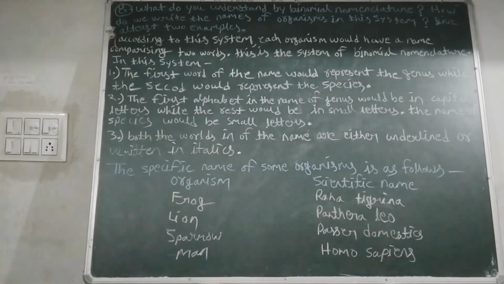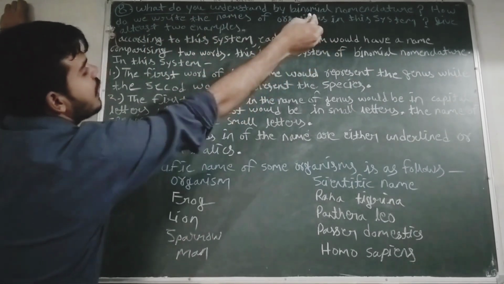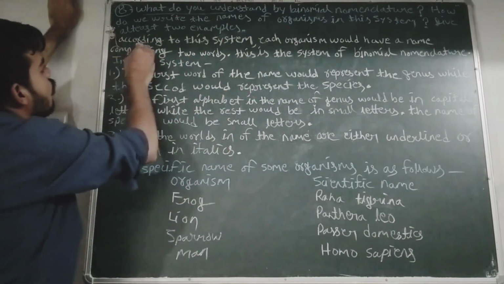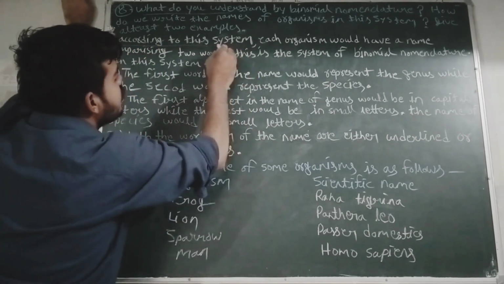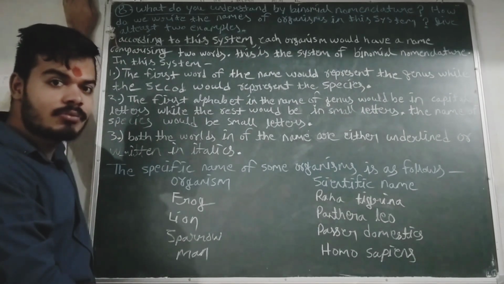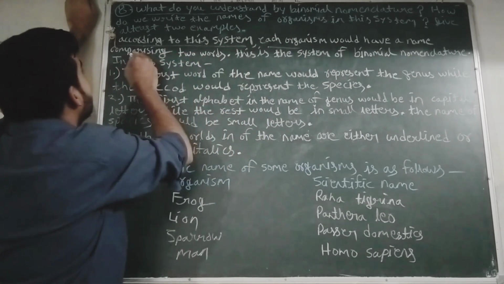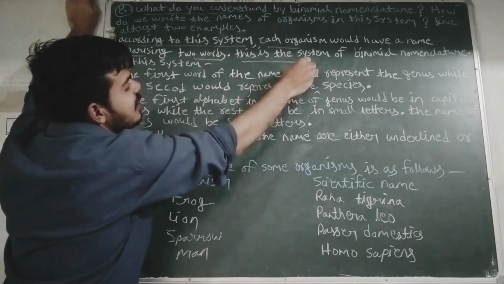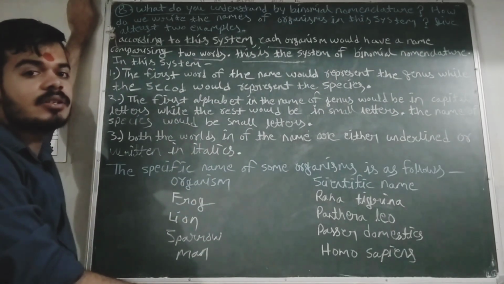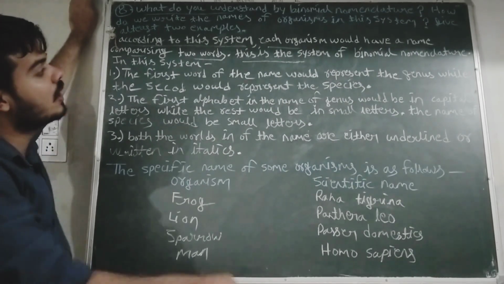Students, here is a question in your book: what do you understand by binomial nomenclature? The answer is according to the system given by Carolus Linnaeus, which is a scientific naming system. According to this system, each organism would have a name comprising two words. The name is in two words. This naming system is called binomial nomenclature.